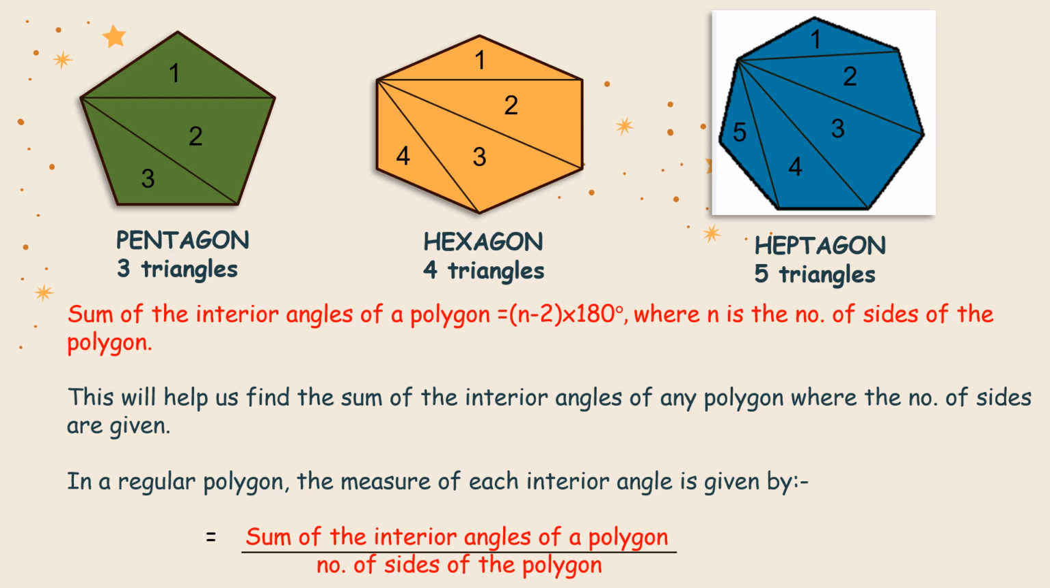Whereas the angle sum property, or sum of the interior angles of any polygon, it can be any polygon, regular, irregular, convex, concave, any polygon, is given by n minus 2 into 180 degrees. Please study this formula properly. Don't get confused.